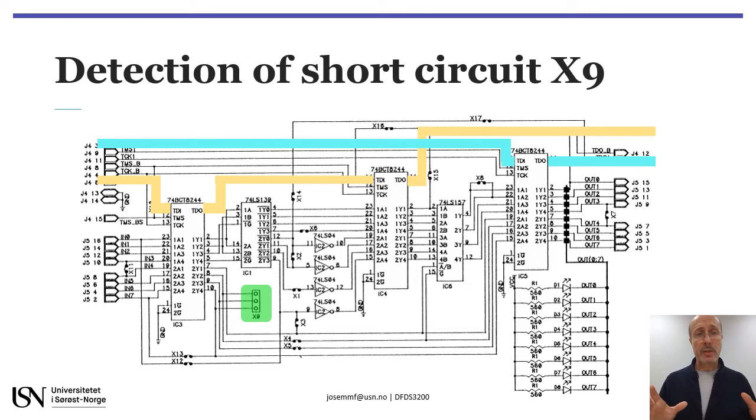So in this case it is simple. We only need to shift the test vector into one of the boundary scan chains and to capture and shift out the responses in the other boundary scan chain.